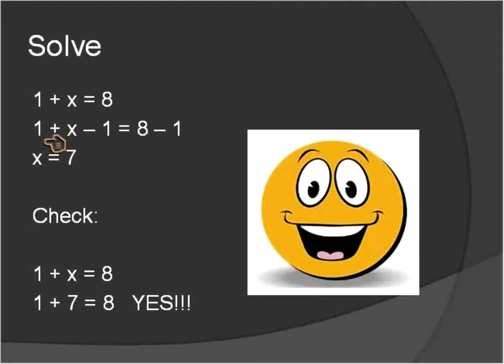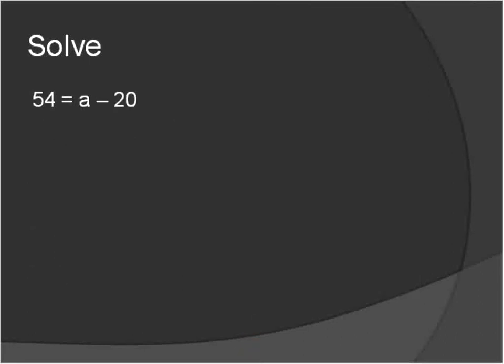If we're adding numbers on, you'll find we use subtraction to get rid of those numbers. And when we're subtracting numbers, as in this question, to get rid of minus 20 from the right side of this equation, we're going to have to add 20 to both sides of the equation. You see that? So 54 is equal to a minus 20. What I need to do is get a all by itself. So a minus 20. To get rid of that minus 20, I have to add 20. Now it's a minus 20 plus 20.